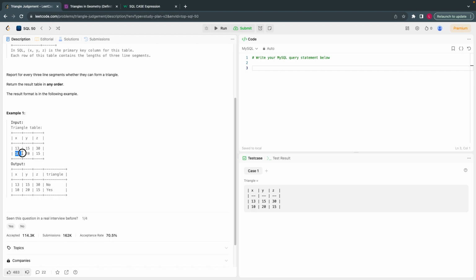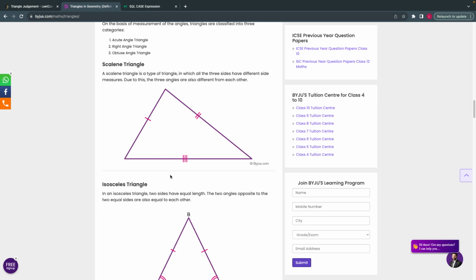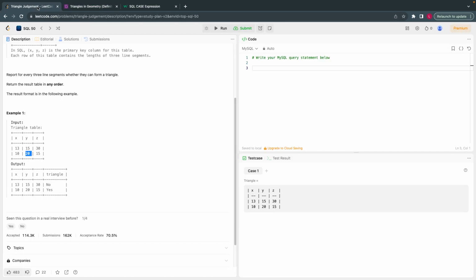x plus y should be greater than z. This is true. We also have to take x plus z; x plus z should be greater than y. This is the second condition. It could be any triangle, right? If you look at, let's go back here, imagine this is x, this is y, this is z. So it could be x plus y should be greater than z, and so on and so forth, for different angles.